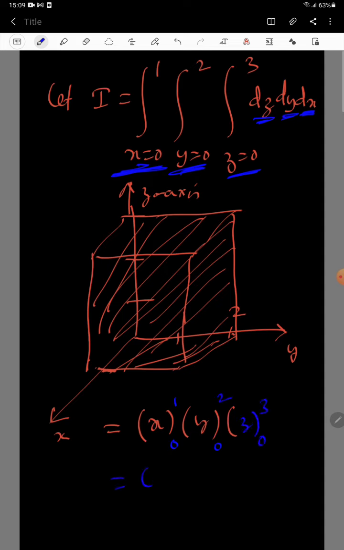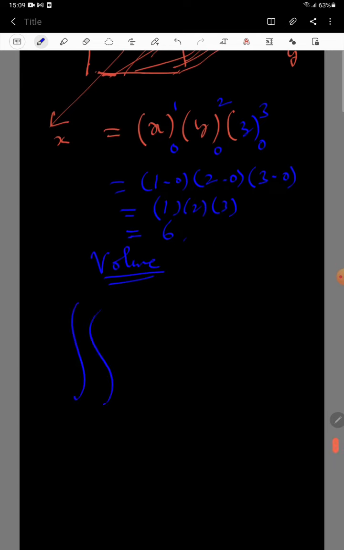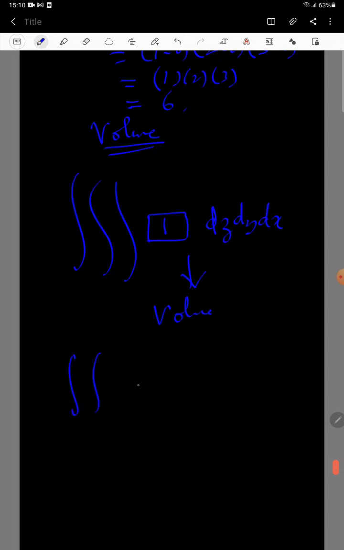So that is equal to (1 minus 0) into (2 minus 0) into (3 minus 0), which is 1 into 2 into 3, like length into breadth into height. So that 6 is nothing but the volume. Keep in mind, if there is a multiple integral with nothing inside, just 1, and dz dy dx, that gives volume. And if there is a double integral with just 1 and dy dx, that gives area.